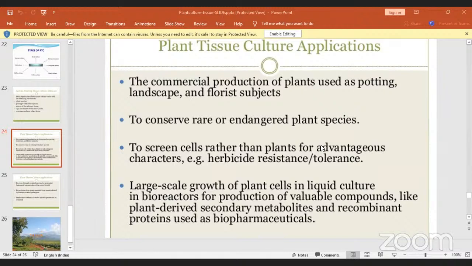And viral diseases from vegetatively propagated plants can be prevented by producing virus-free plants from shoot tip culture. And using tissue culture, there is formation of artificial seeds. So artificial seeds or synthetic seeds. These artificial or synthetic seeds are produced from somatic embryos by encapsulation with sodium alginate.